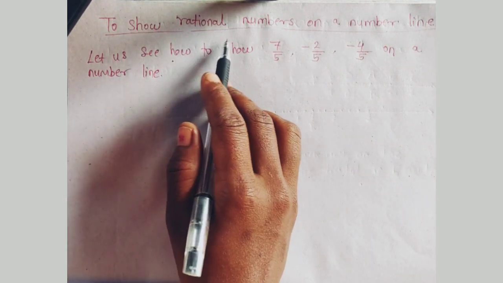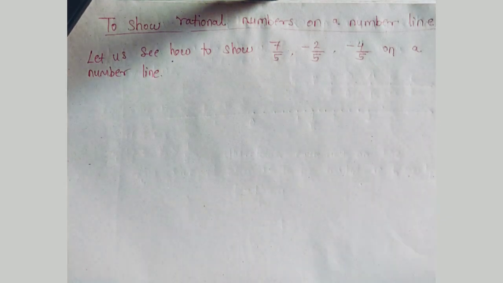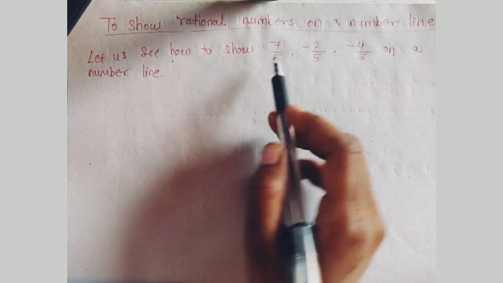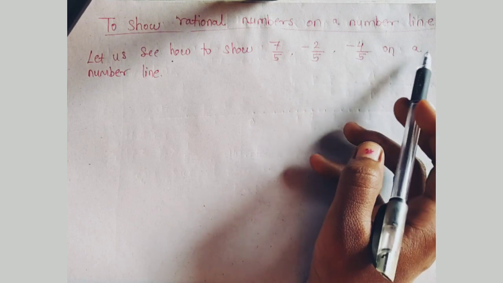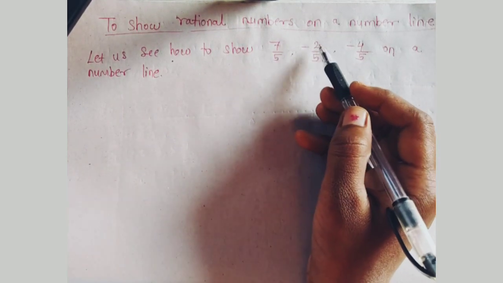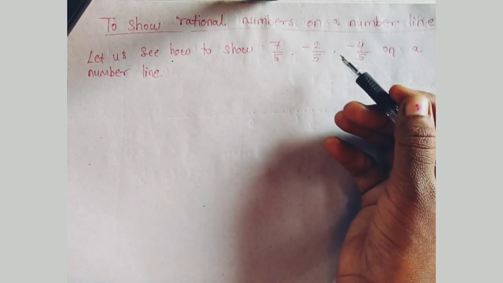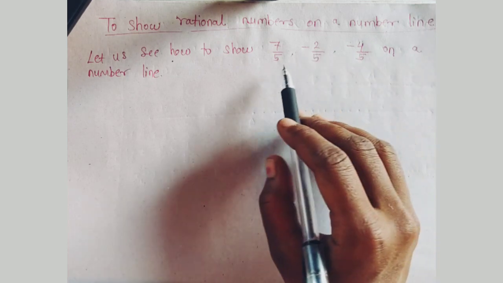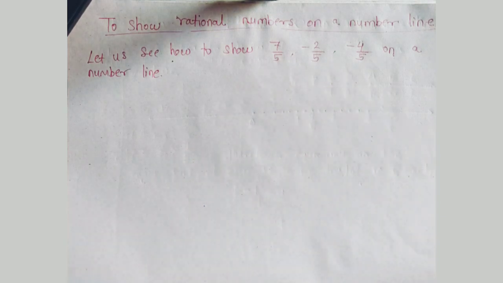Show rational numbers on a number line. Let us see how to show 7 by 5, minus 2 by 5, minus 4 by 5 on a number line. 7 upon 5, minus 2 upon 5, minus 4 by 5, they are in the p by q form. So, these are rational numbers.